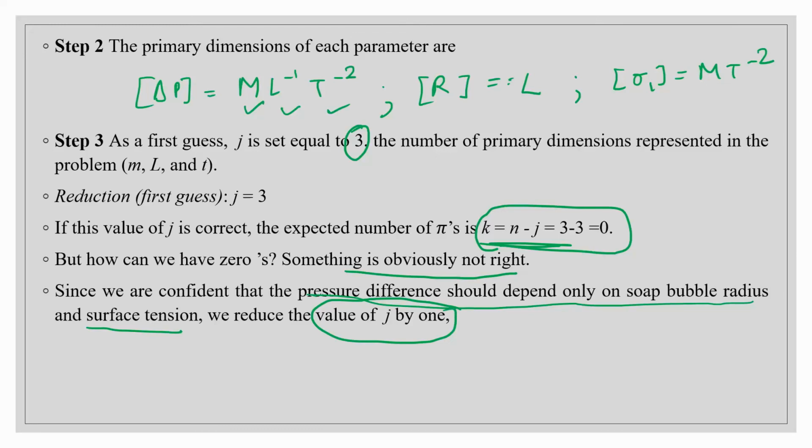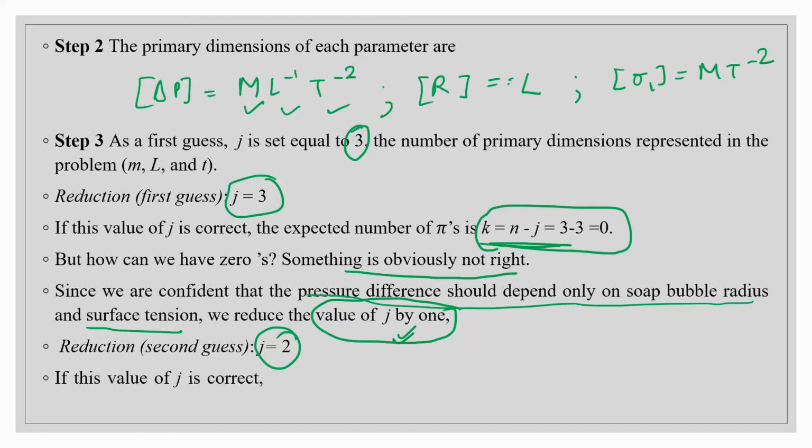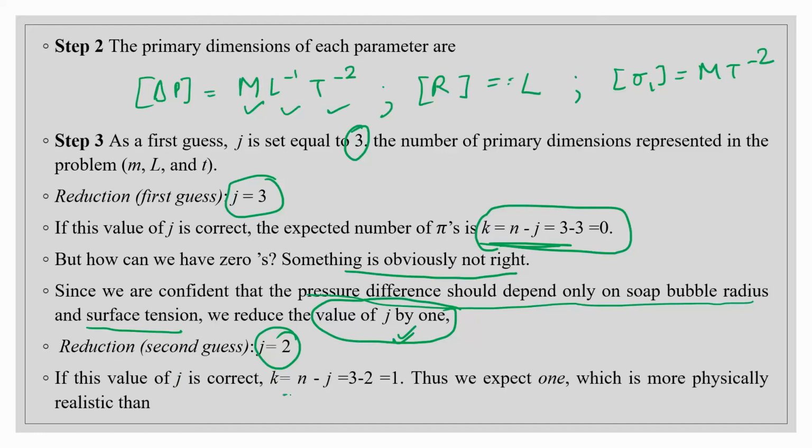When you are very confident and very sure that whatever you are doing is right, the next step is to reduce the value of j by 1. Previously it was 3, now it will be j equal to 2. Now if j is equal to 2, then what will be the value of k? Our value of k will be equal to 1, which is much more realistic than having 0 pi's, right?